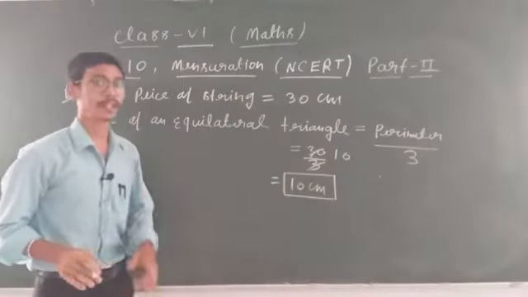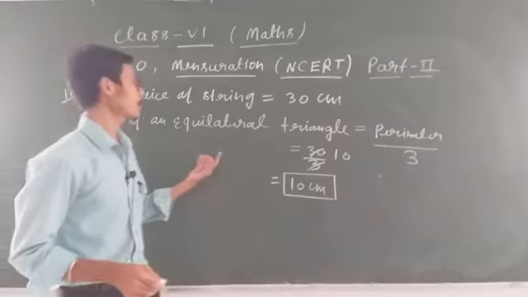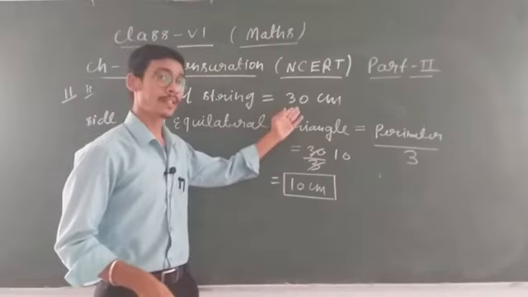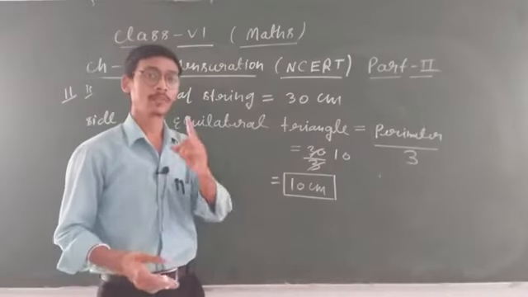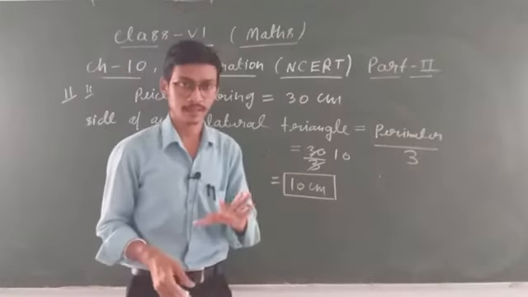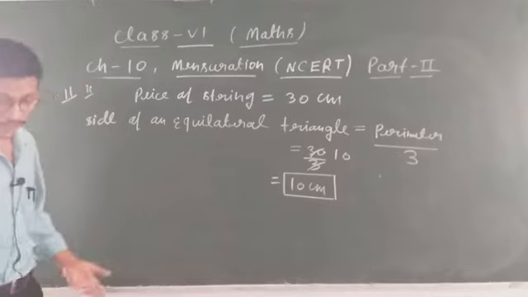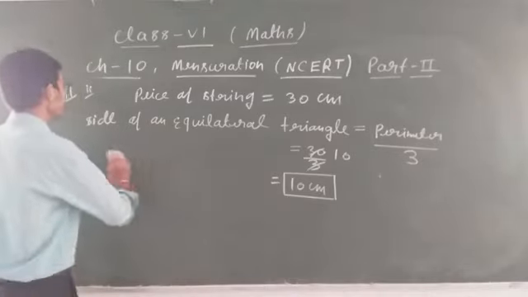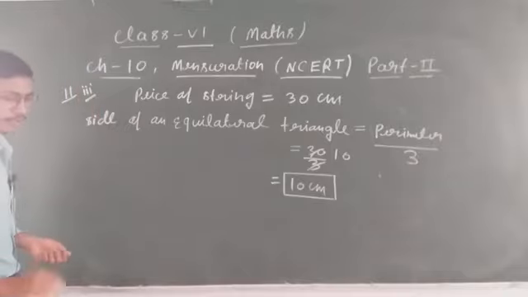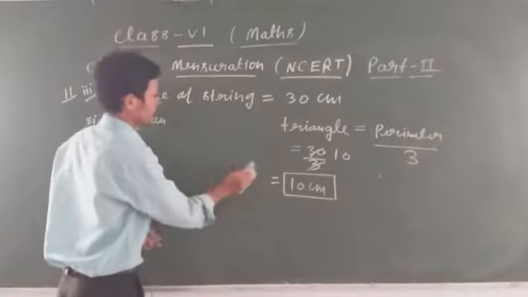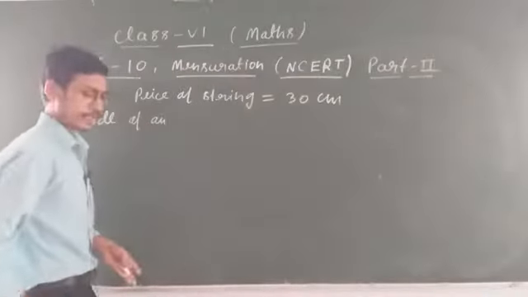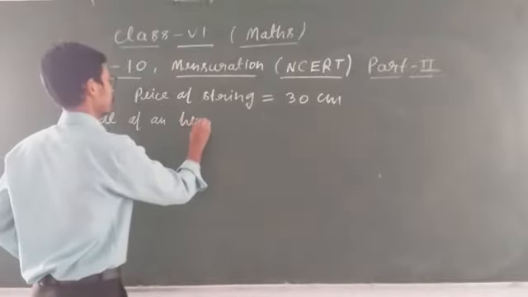Is that clear? If I want to know the side of a hexagon, what you can do, student? 30 is the total length, and a hexagon has 6 sides, so you have to find the length of each side. You divide 30 by 6. Clear student? Now in this question, the same question is given, and the third part is to find the side of a hexagon.